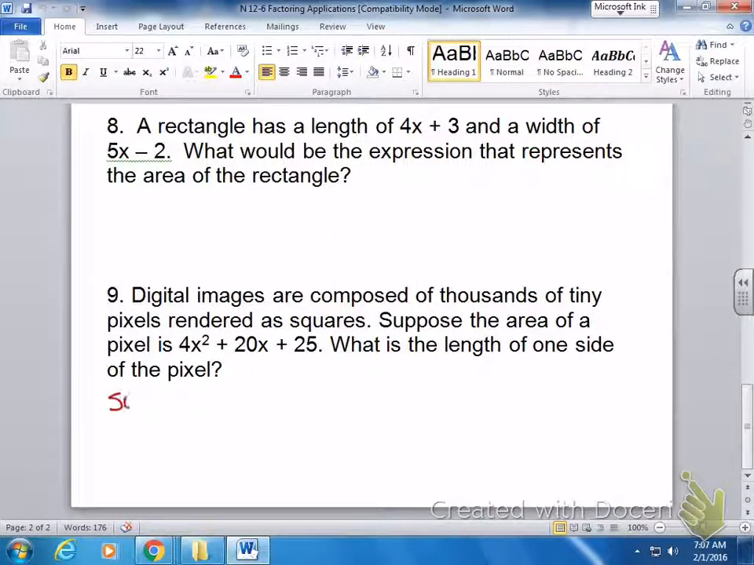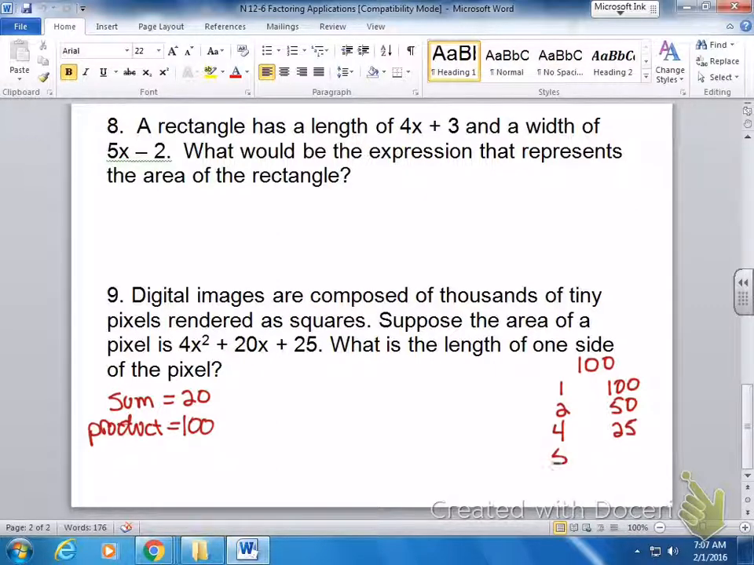First, I need my sum, which is 20. And then I need my product, which is A times C, which is 4 times 25, so you get 100. Now you may have to break 100 down a little bit. It's kind of a bigger number, but we need to have two factors that add up to 20. So 1 and 100 is definitely not going to work. 2 and 50, also not going to work, way too far apart. We have 4 and 25, but again, that's still not going to give us positive 20.